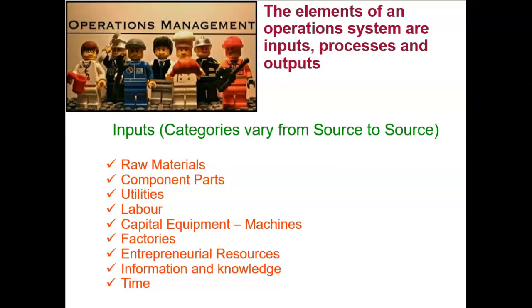So for a baker, it could be flour. You've got component parts. So if you're a manufacturer of motor vehicles, there'll be different component parts which go into manufacturing the car. You've then got utilities, which could be your electricity and your gas and your rates, etc. Labour, so the employees that you hire to work in the factory, it's all classified as inputs. Capital equipment within a factory, machines to manufacture, are all part of the input process. The factories that organisations work in are also part of the input category.